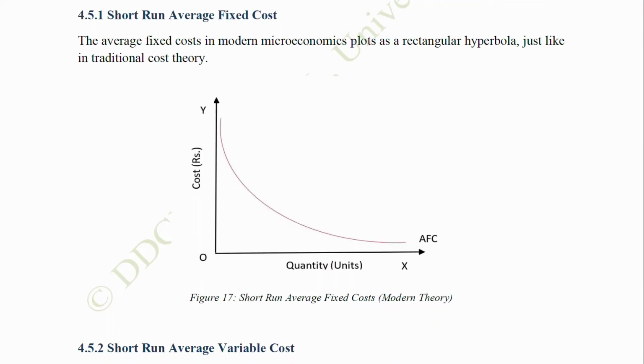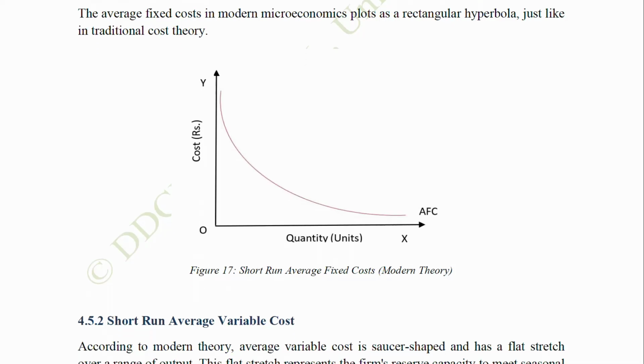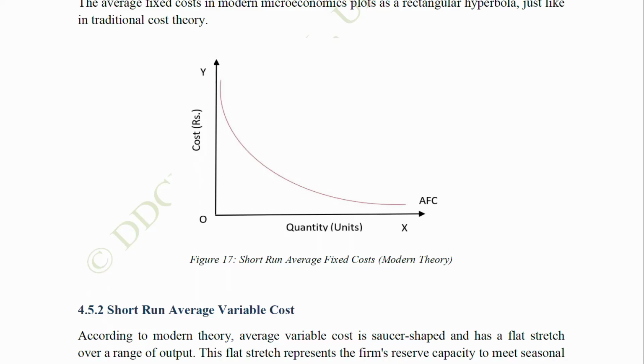4.5.1 Short-run average fixed cost. The average fixed cost in modern microeconomics plots as a rectangular hyperbola, just like in traditional cost theory. Figure 17 shows the short-run average fixed costs as per the modern theory, which is identical to the short-run average fixed cost of traditional theory.